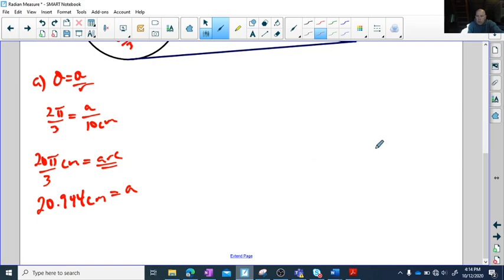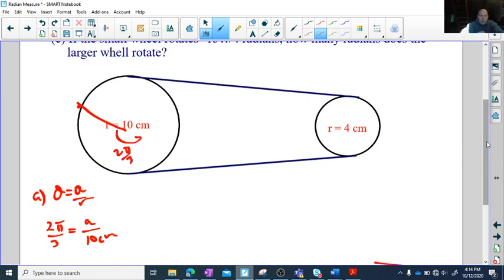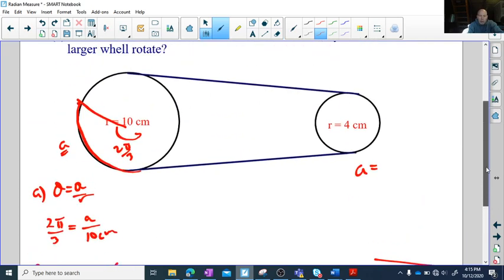as the arc. That's telling me that in order for me to rotate at the center an angle of 2 pi over 3 radians, I had to travel a distance on the outside of that many centimeters. So I just calculated the arc. Let's think of this as a continuous belt running around this system. I now know that if this belt traveled that many centimeters here, it traveled the same number of centimeters on the outside of this wheel. So the arc of this wheel is the same as the arc of the other wheel, which would be 20.944 centimeters.